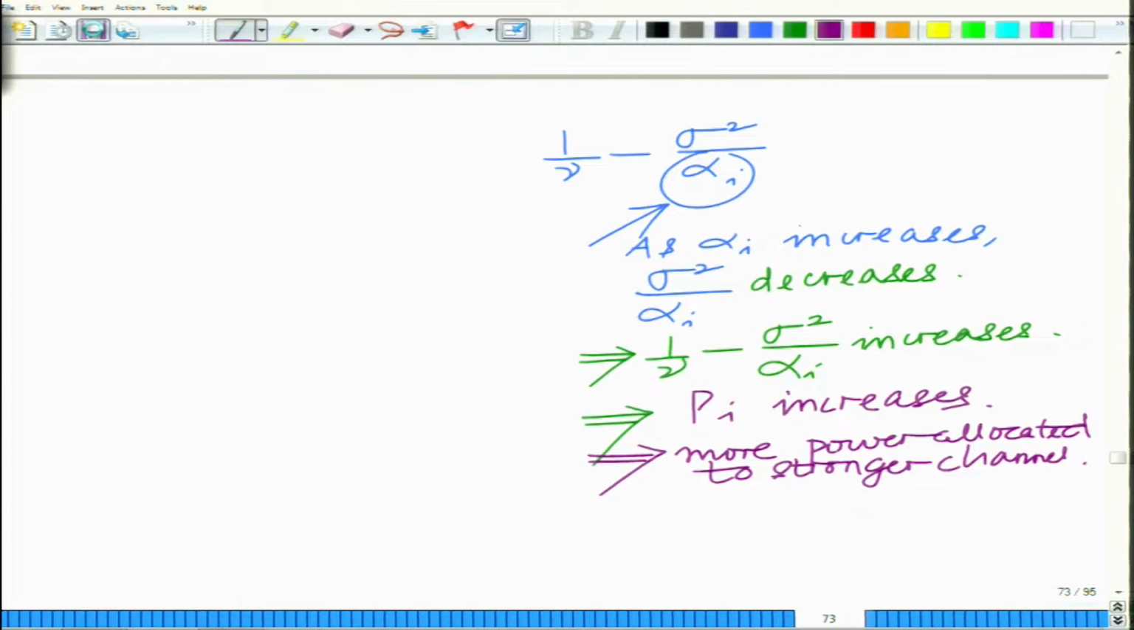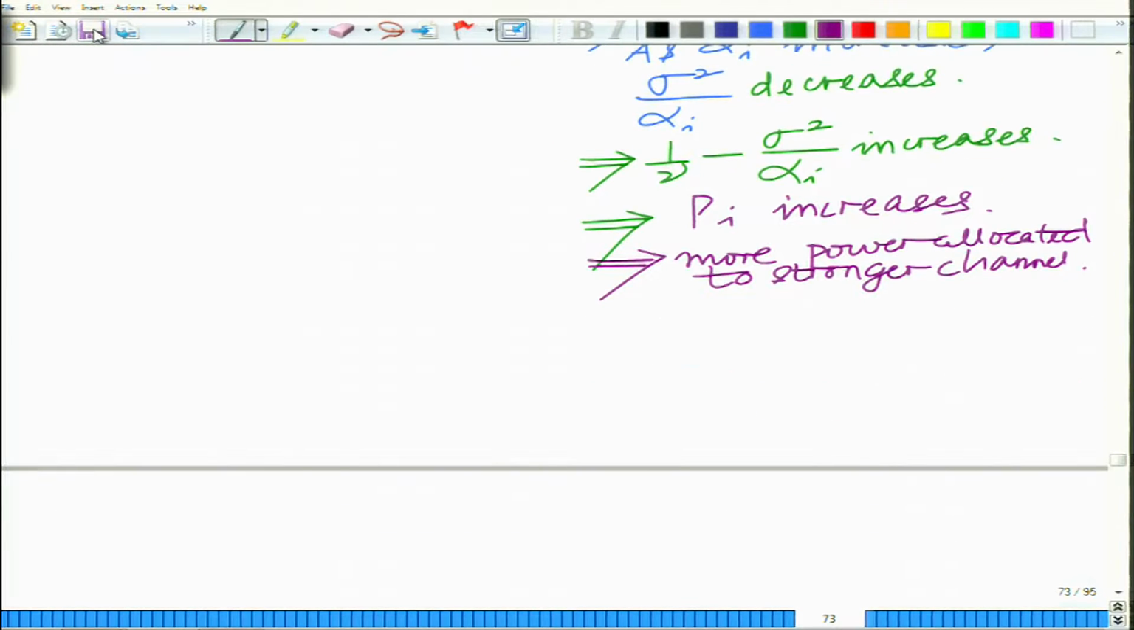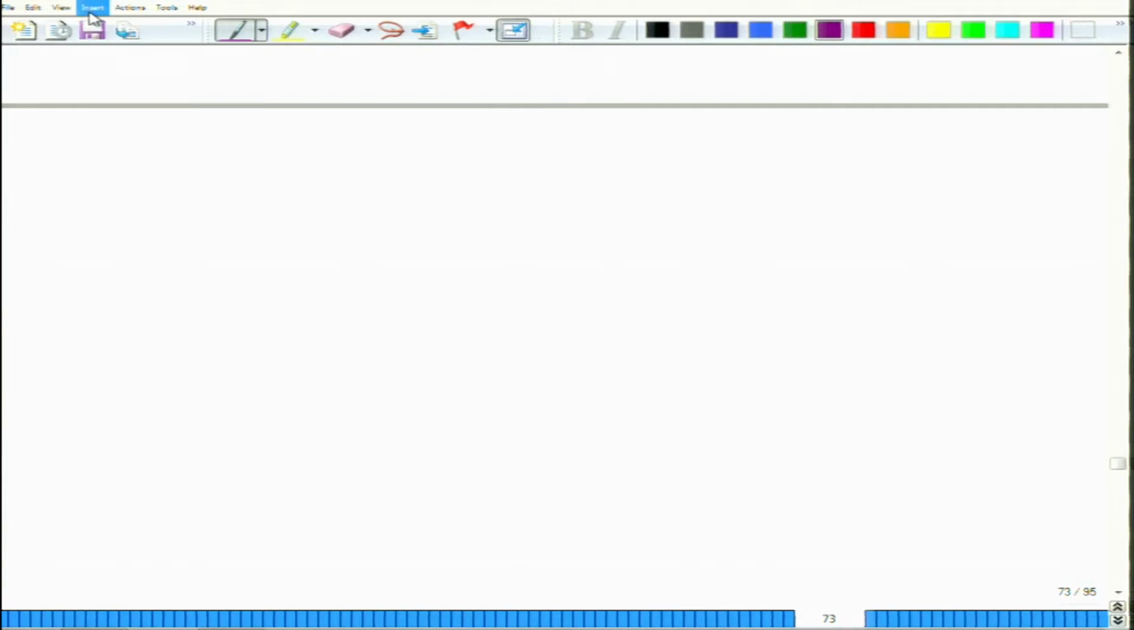Which implies that more power is allocated to the stronger channel. Okay. Now, there is an interesting representation for this. Let us look at this representation.